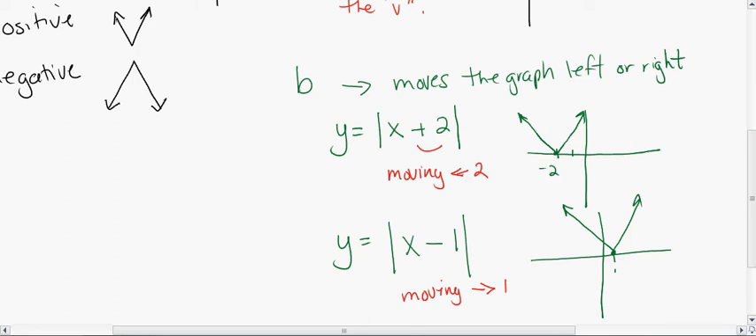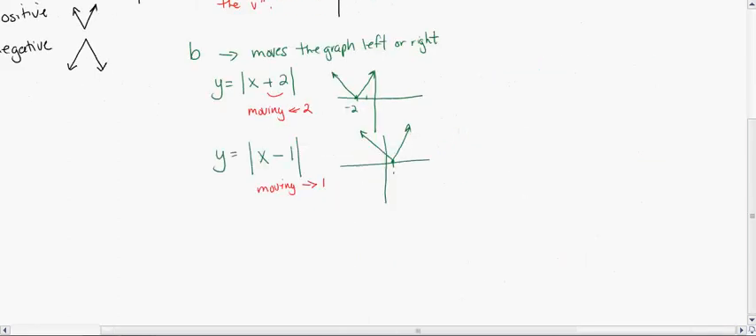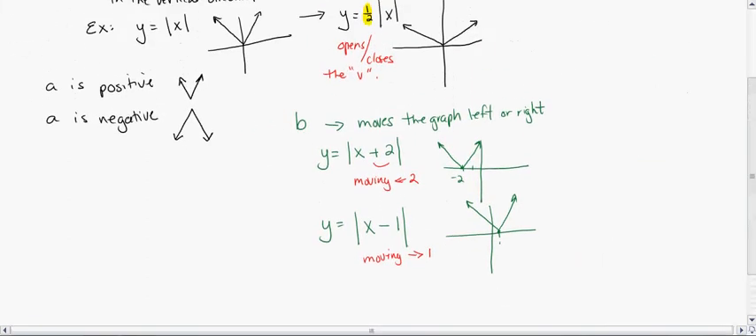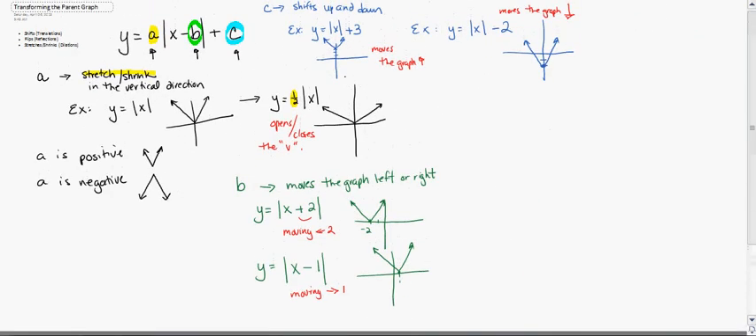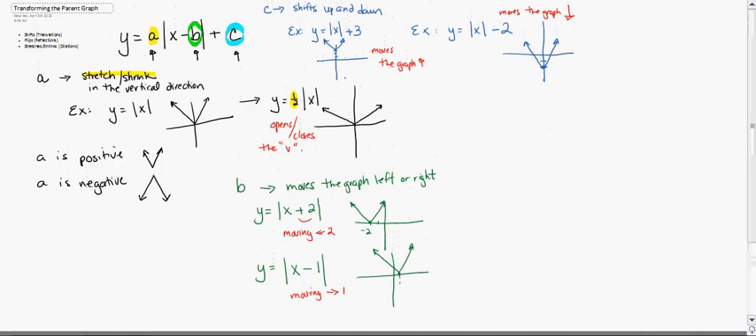So let me just zoom out here a little bit so we can see all these rules at once. There we go. So the A in yellow is in charge of shrinking and stretching, and also whether it's going to be upside down or right side up. If it's negative, it's upside down. You might also see just a negative sign. So here's an example of that. Y equals a negative absolute value of x. That's going to be an upside down V.